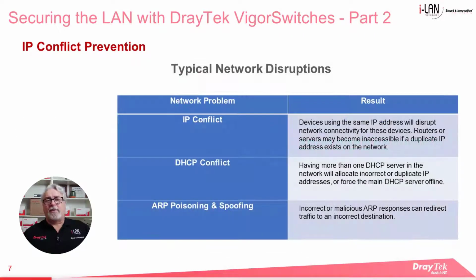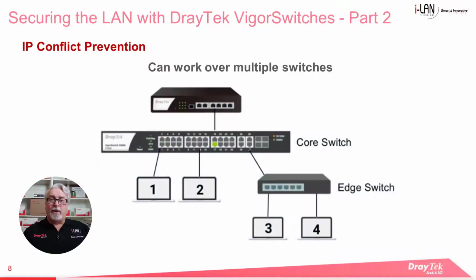In this table, we have some examples of what can cause network disruptions due to misconfigured devices on the network. A DHCP conflict will cause invalid IP addresses to be issued or even cause the valid DHCP server to go offline. IP conflict prevention will also work when there's multiple edge switches on the network which don't support IP conflict prevention. The edge switch can be any other brand. In this case, the core Draitec switch will handle the IP conflicts.